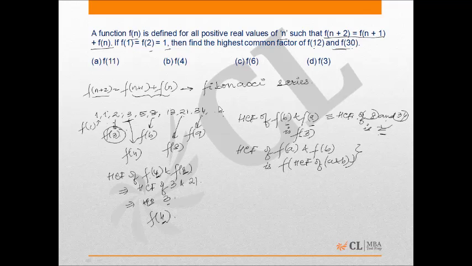Now, if you don't believe in the pattern, or had you not known this before, this question was a little difficult to solve. So find the highest common factor of f(12) and f(30). What is the HCF of 12 and 30? It is 6. So the HCF has to be f(6). So f(6), that is C, is the right answer.